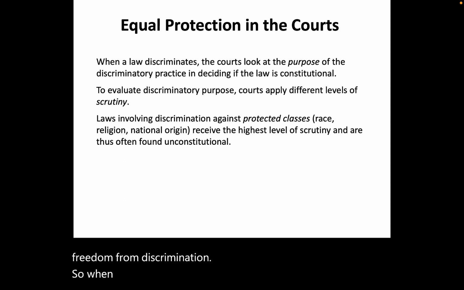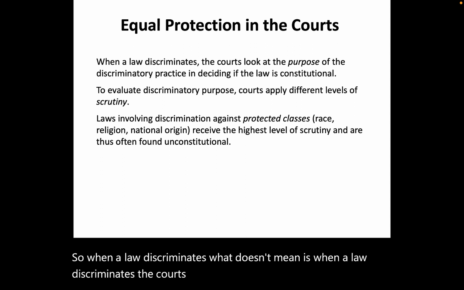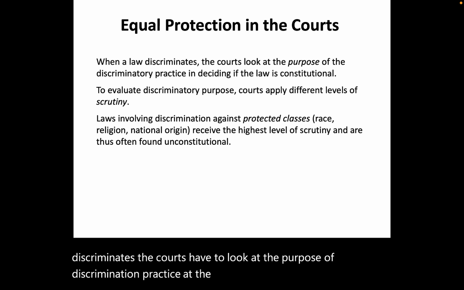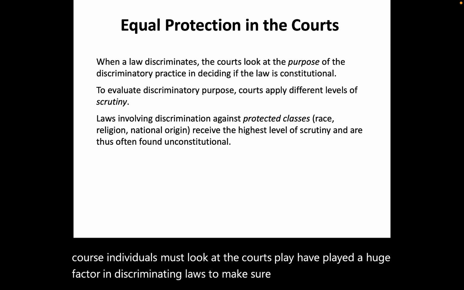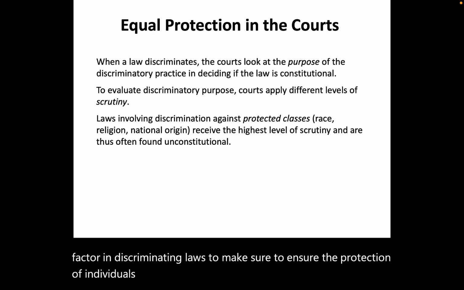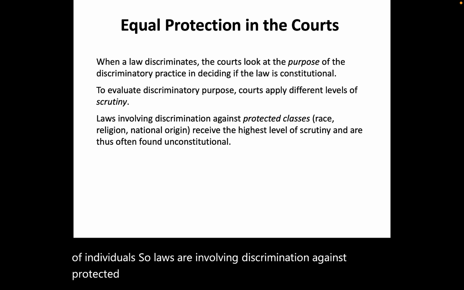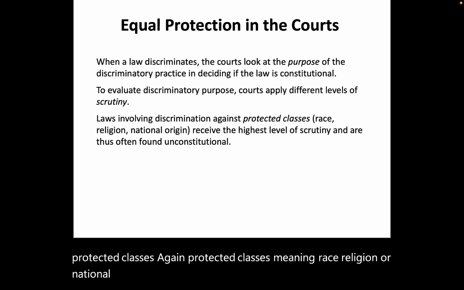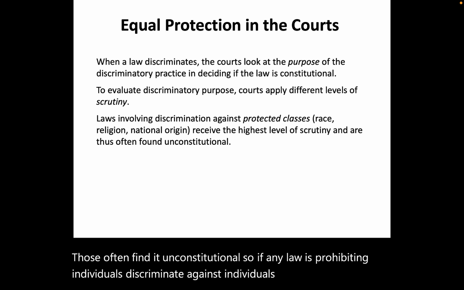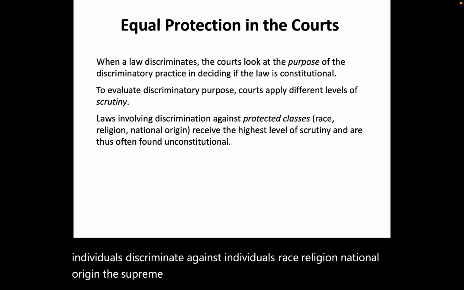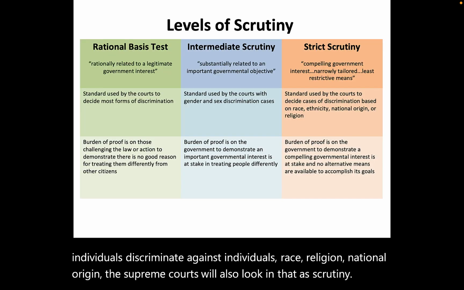When a law discriminates, the courts have to look at the purpose of the discriminatory practice and decide if the law is constitutional. The courts have played a huge role in ensuring the protection of individuals from discriminating laws. Laws involving discrimination against protected classes, meaning race, religion, or national origin, receive the highest level of scrutiny and are thus often found unconstitutional. So if any law discriminates against individuals based on race, religion, or national origin, the Supreme Court will apply that scrutiny and often find it unconstitutional.